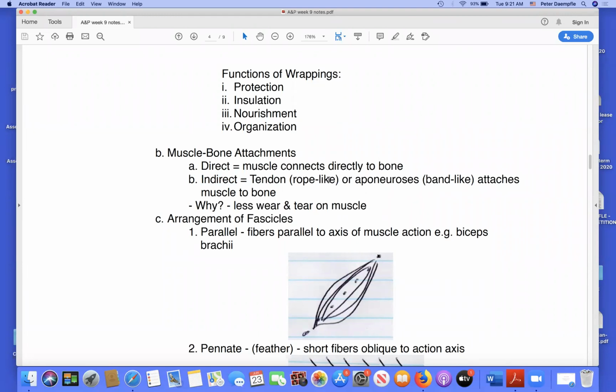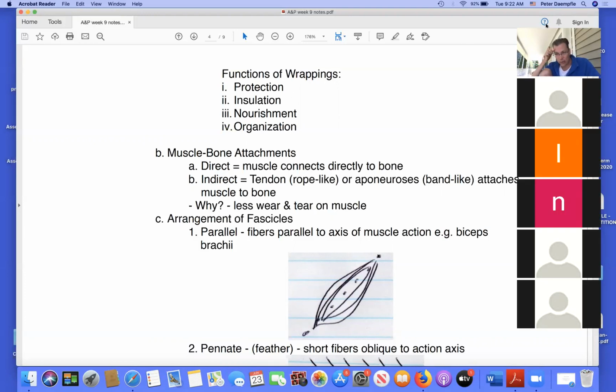You want a tendon to attach to the muscle from the bone to have a little more give and not rip and tear on the muscle so much. And an aponeurosis is a band-like tendon. So that's a fancy word. Your frontal aponeurosis is right here. Let me show you. Right here is your frontal aponeurosis. A tendon, you have a ton of tendons around your shoulder. So those are two examples of muscle-bone attachments.